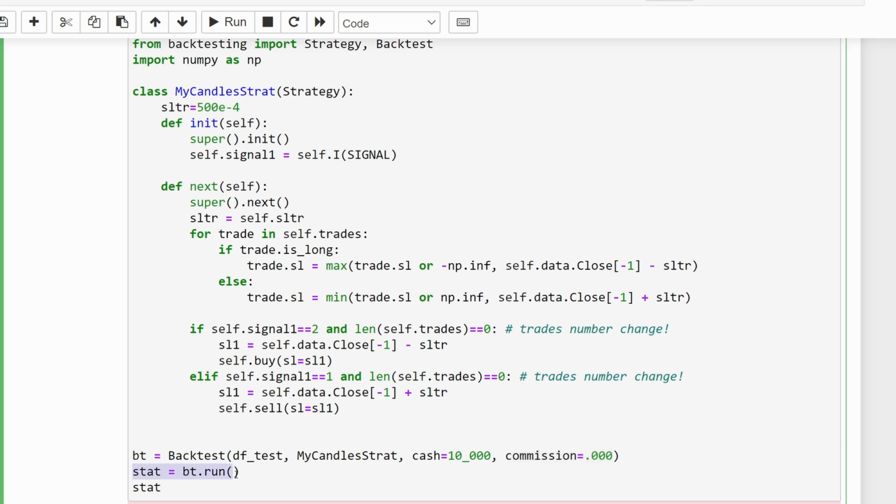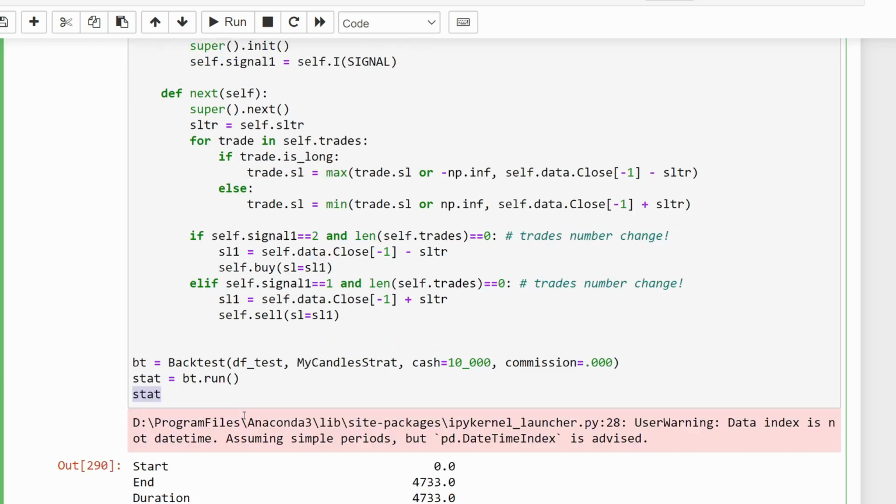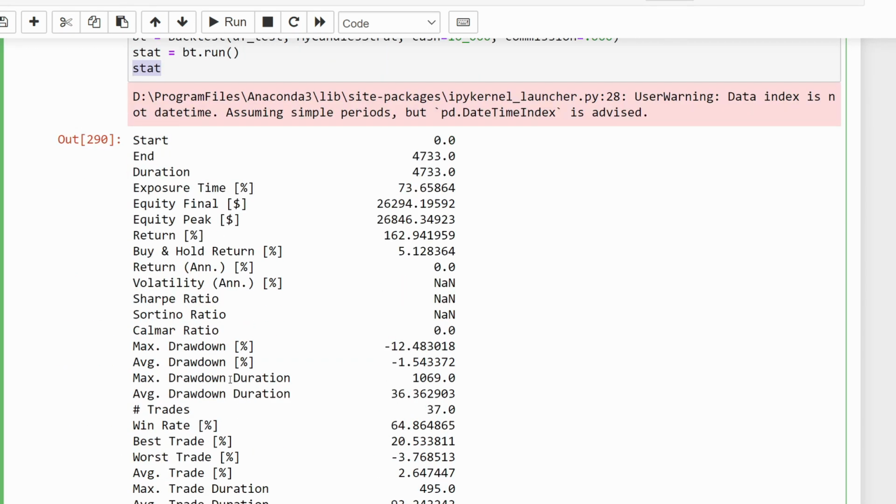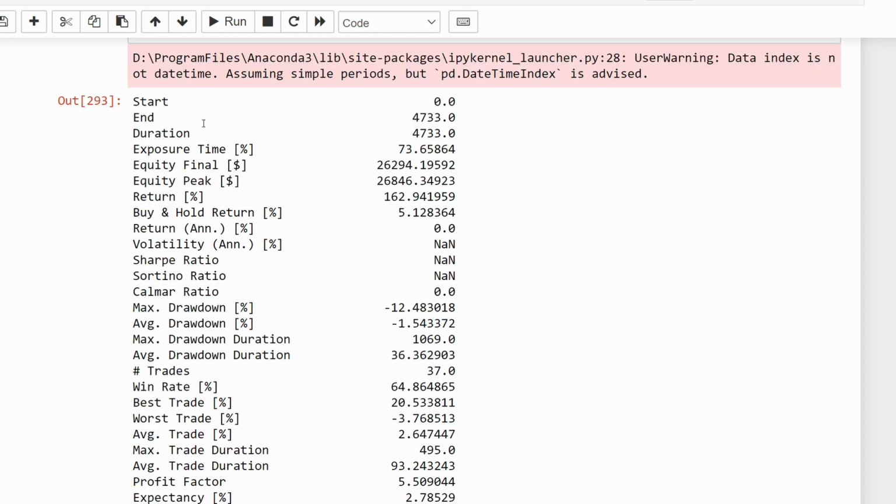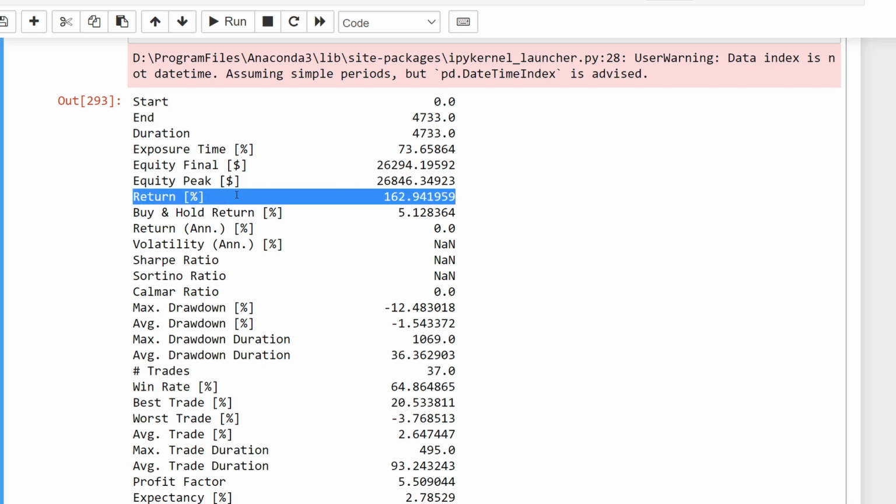Then we can run the backtest method, and we store the statistics in something called stat, and I'm going to print this, and this is what we are getting here. So I'm not going to go through all the details here because we have explained these in a previous video. What is more interesting is to check the percentage of returns. So we have 162% of returns with the current parameters that we have used here.